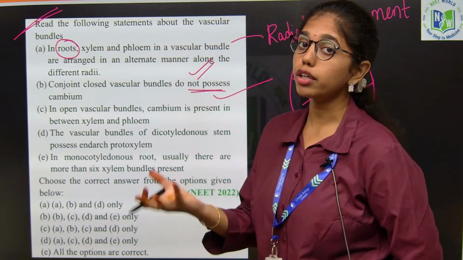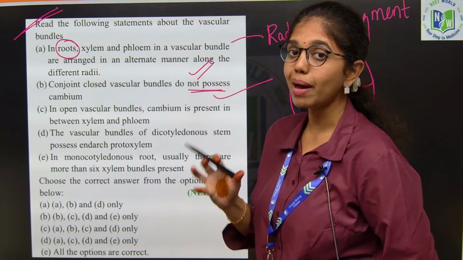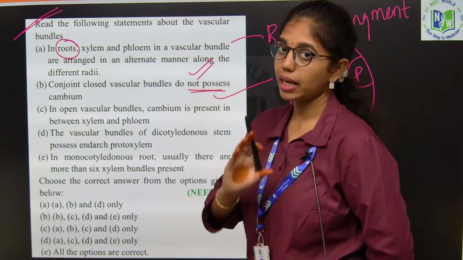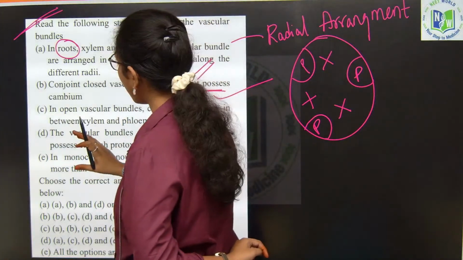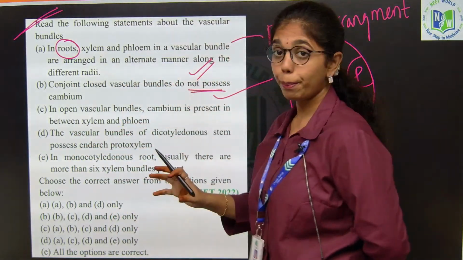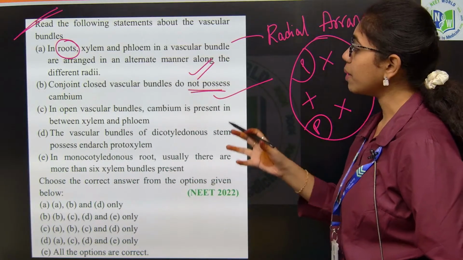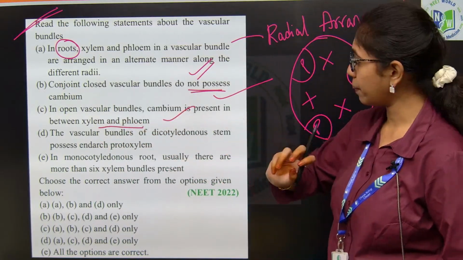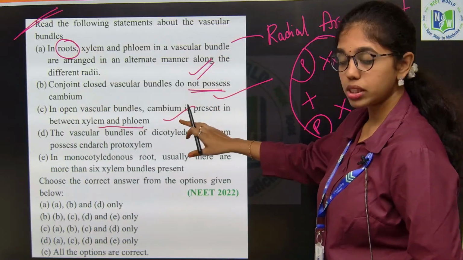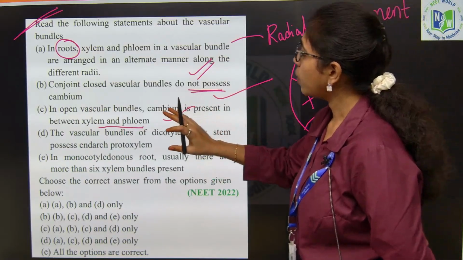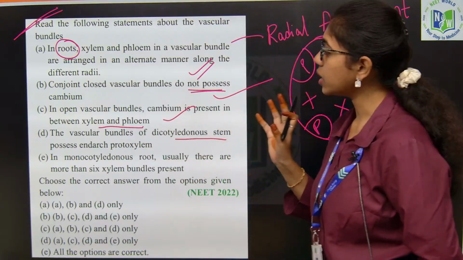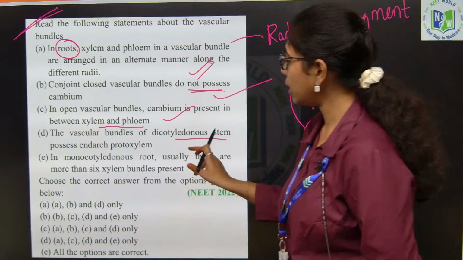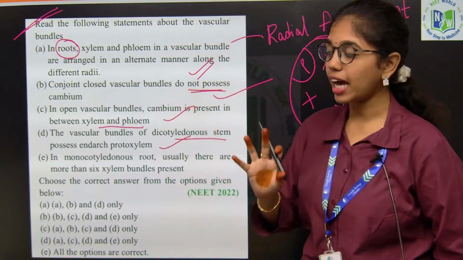Conjoint closed vascular bundles do not possess cambium. True. Where do you see conjoint closed vascular bundles? Monocot stem. Closed means there is no cambium in between xylem and phloem. Statement 3: in open vascular bundles, cambium is present between xylem and phloem. This is observed in dicot stem, and dicot root as well. The vascular bundles of dicotyledonous stem possess endarch protoxylem. Just now we have seen, in dicot stem it is endarch protoxylem.